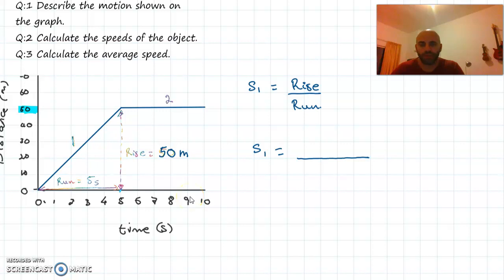Okay, so now we're going to try to use the slope formula or the gradient formula in order to calculate the speed. If you remember, the slope is just the rise over the run. Okay, just the rise over the run.